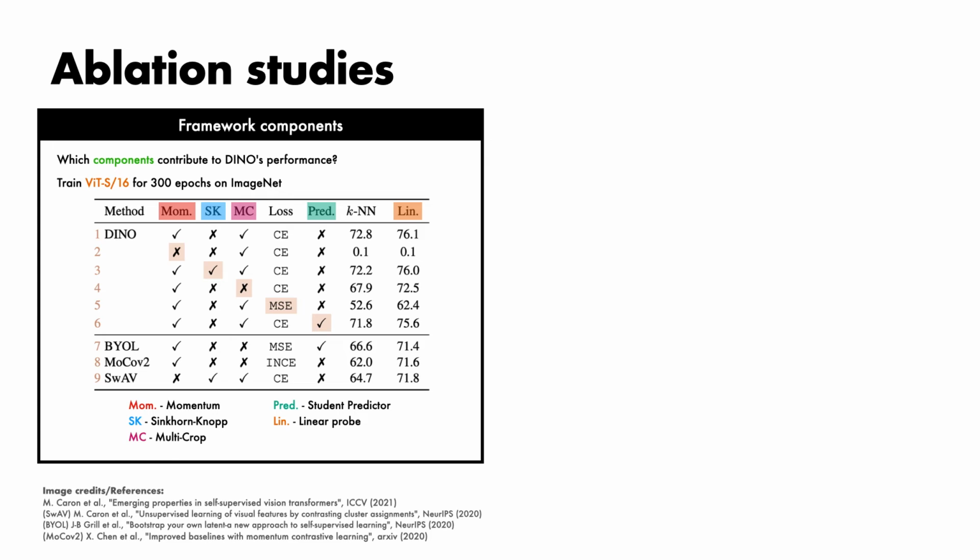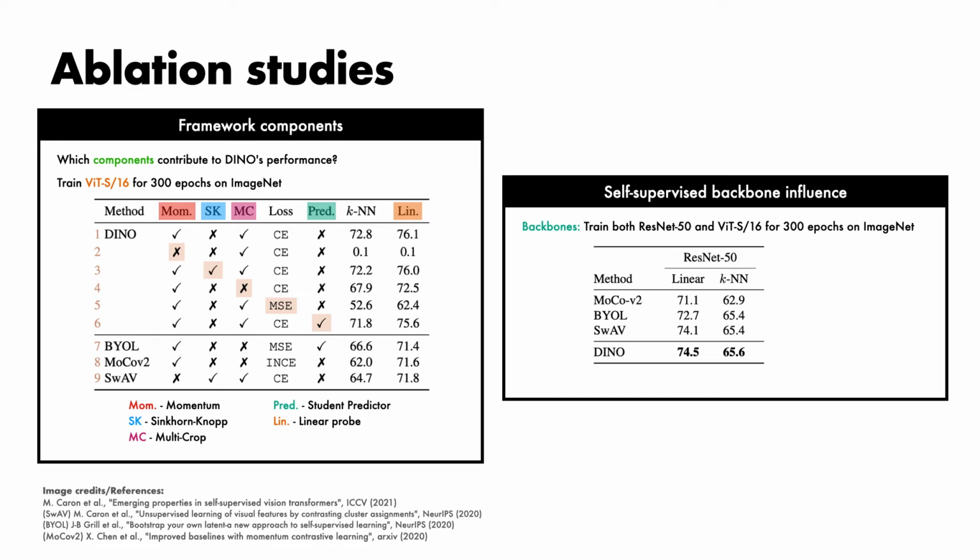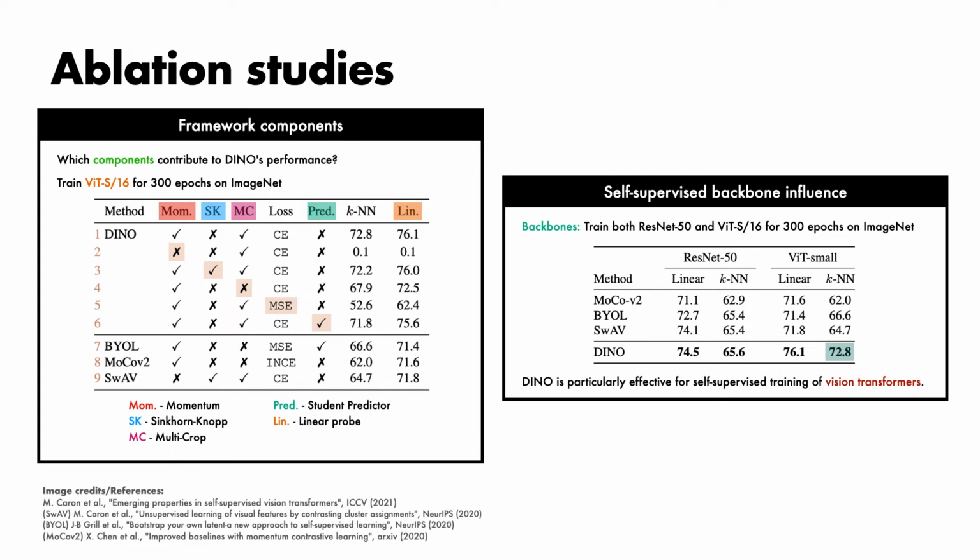Both underperform DINO here. To provide a more complete picture of the differences between DINO and these alternative baselines, each method is applied to both a ResNet-50 and a ViT-S/16 for 300 epochs on ImageNet. When comparing performance with a ResNet-50 architecture, DINO performs well, but still somewhat similarly to the baselines. With ViT-S, however, the performance gain is substantial, especially under the k-nearest neighbor evaluation. A takeaway here is that DINO is particularly effective for self-supervised training of vision transformers.